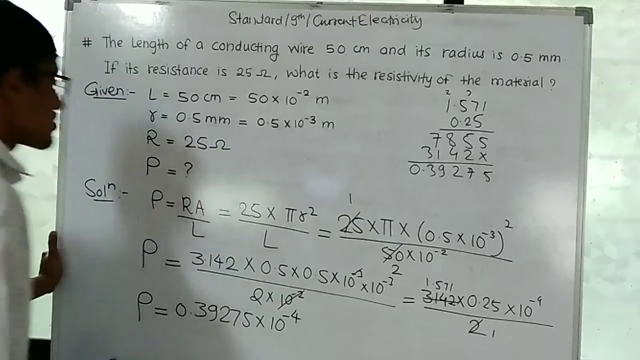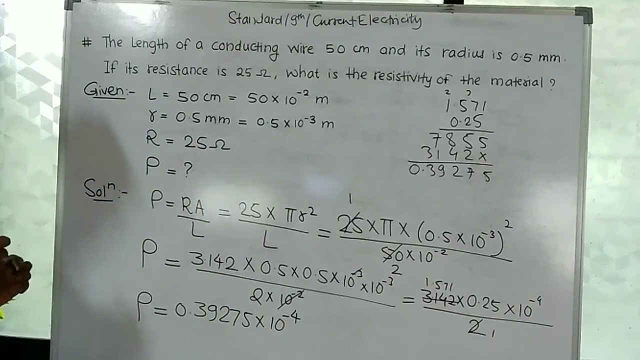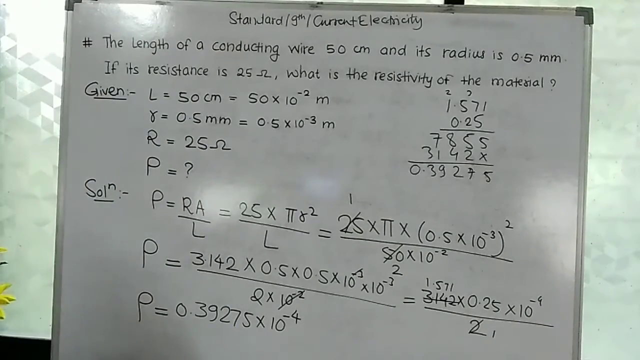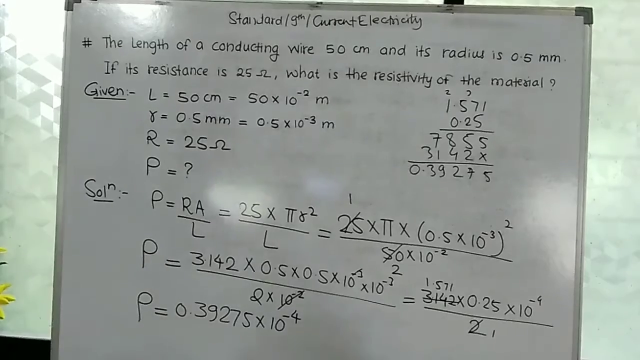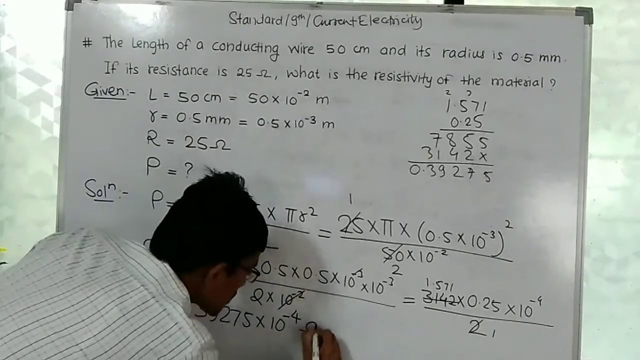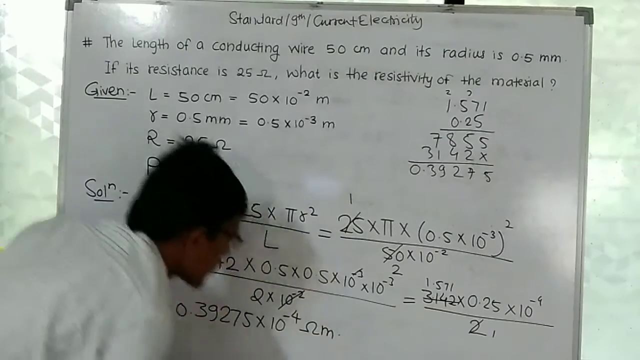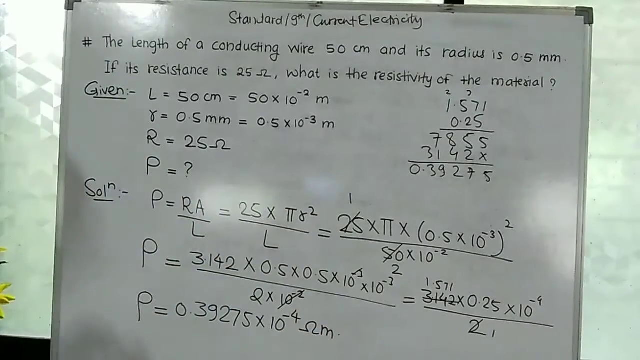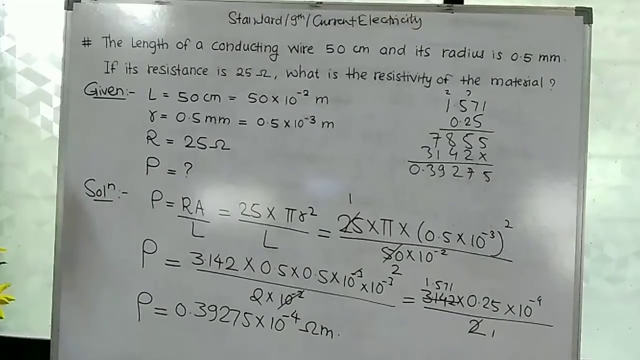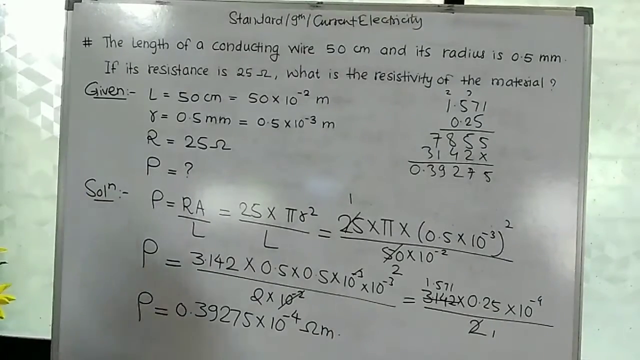This is the resistivity of the given conducting wire, and the unit is ohm meter. What is the unit? Ohm meter. So this was the required answer for the given numerical. Let us see one more numerical today.